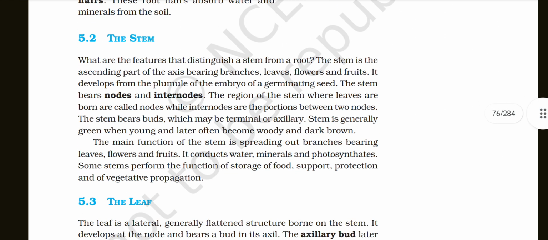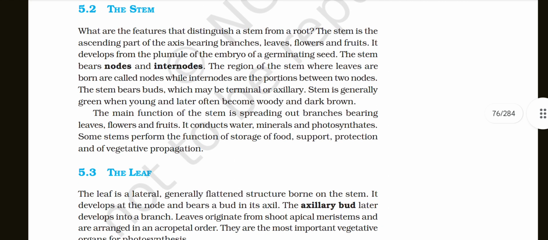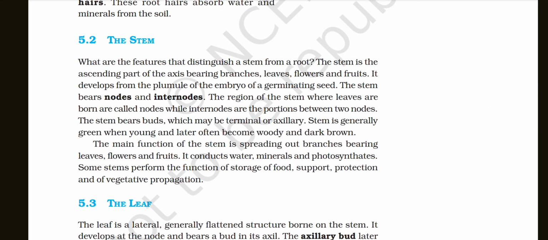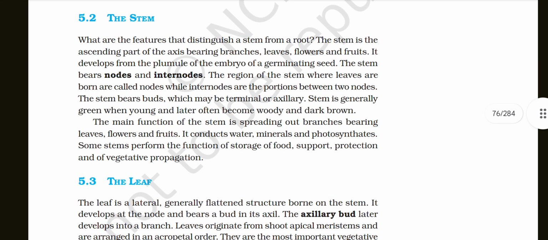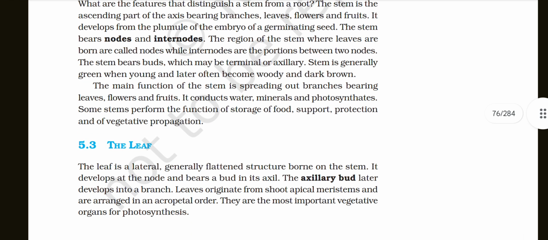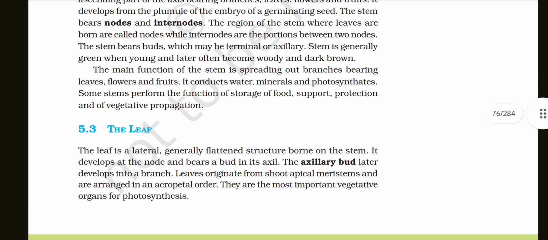The stem. What are the features that distinguish a stem from the root? The stem is the ascending part of the axis bearing the branches, leaves, flowers, and fruits. It develops from the plumule of the embryo of a germinating seed. The stem bears nodes and internodes. The region of the stem where leaves are borne is called nodes, while internodes are the portions between two nodes. The stem bears buds, which may be terminal or axillary.